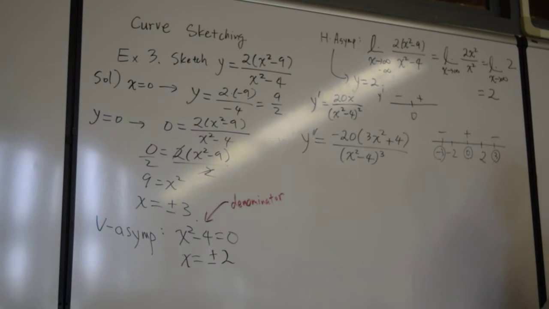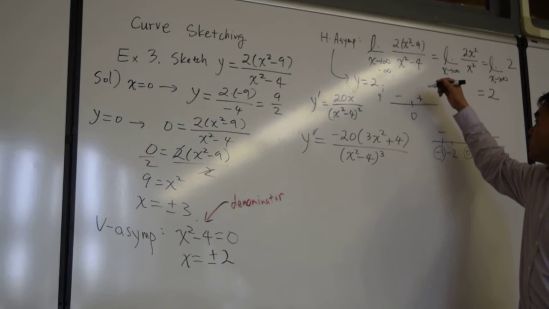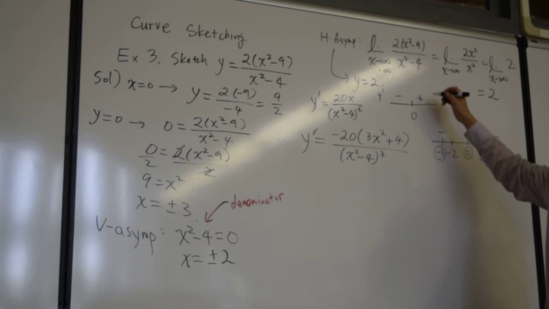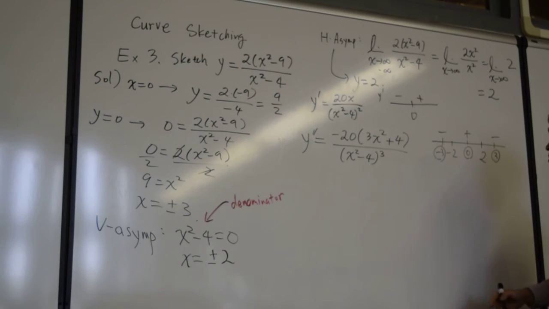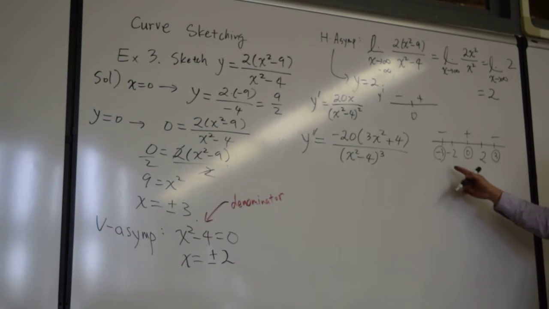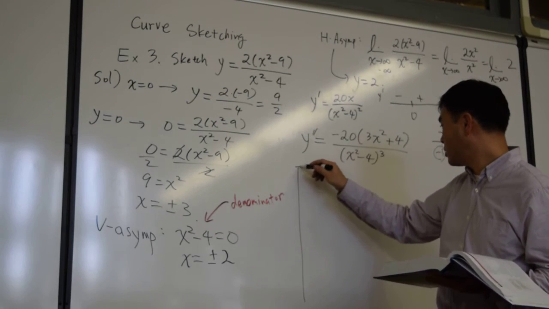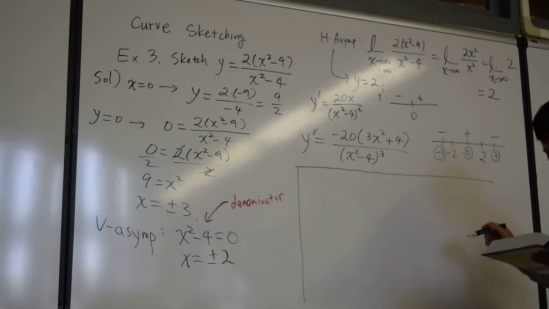Okay, so we know that before 0, the graph will be going down, and after 0, the graph increases. But there's also something happening at 2 and negative 2 because the concavity changes. Now there's a nice way to put everything as a table, so let me use the book to give you this table.